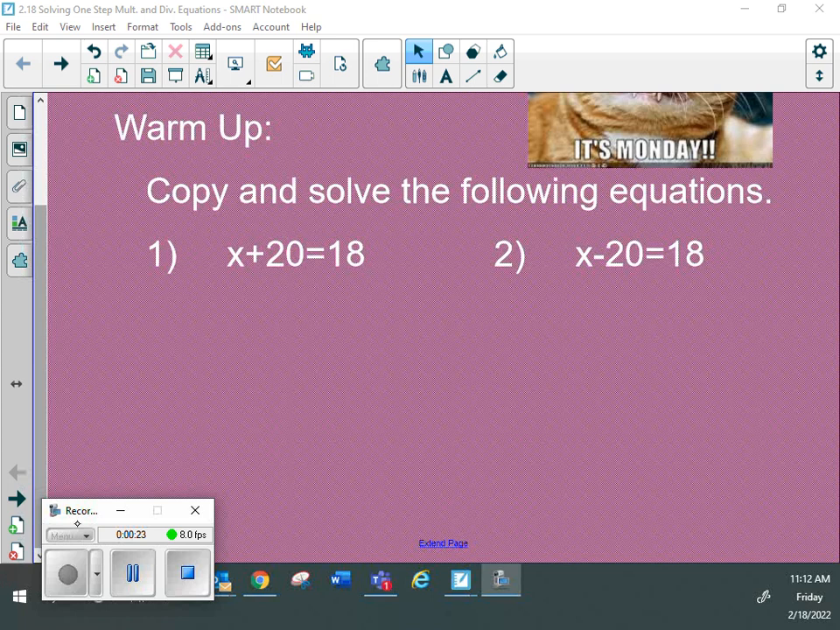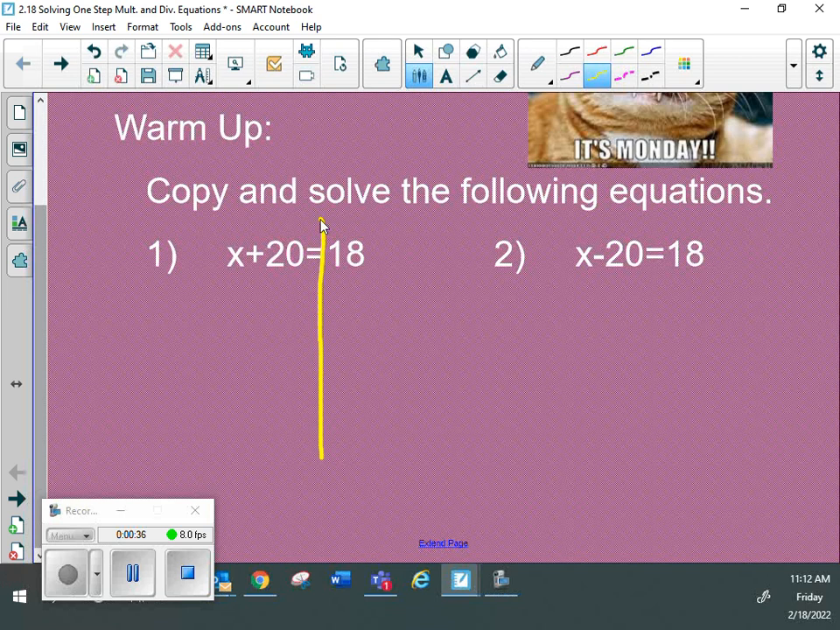So x plus 20 is equal to 18. We're looking for what x could be. So when I solved these yesterday, I'll put a slash where the equal sign is. That's the two sides of my seesaw. To get x by itself, I see that it's adding 20. So to get rid of 20, I would need to subtract. Are you with me? What do I need to do?